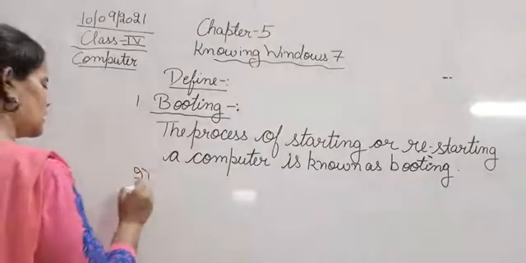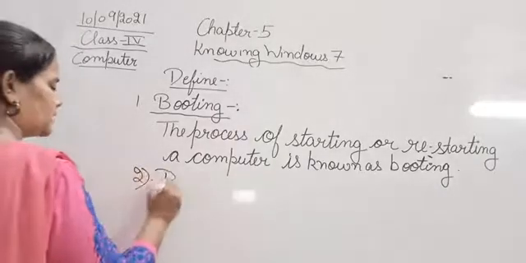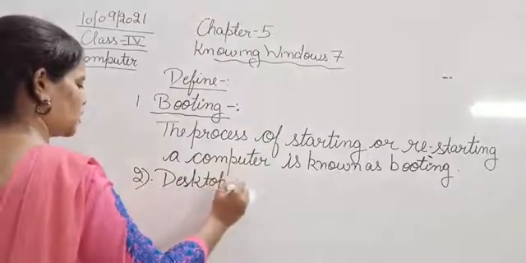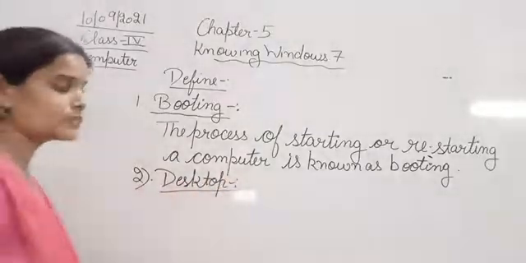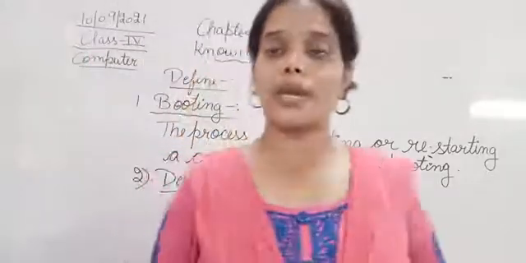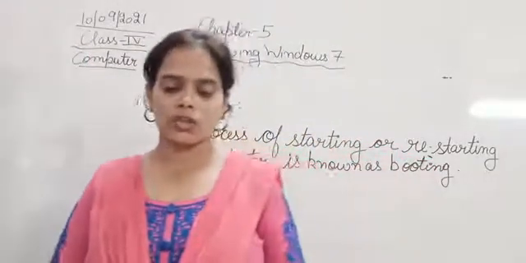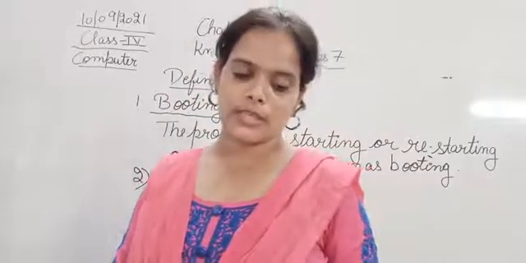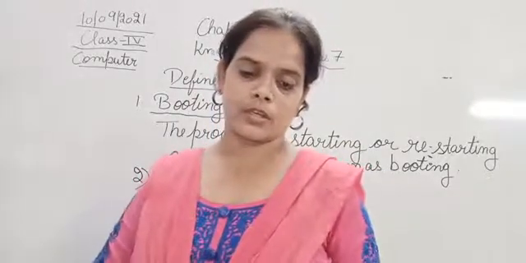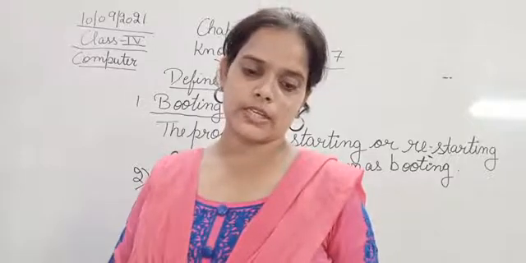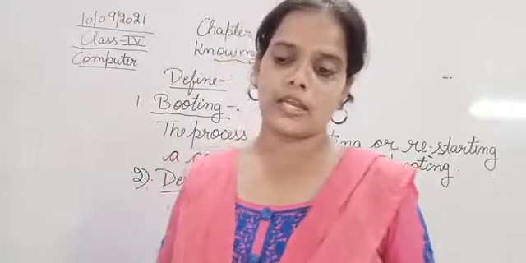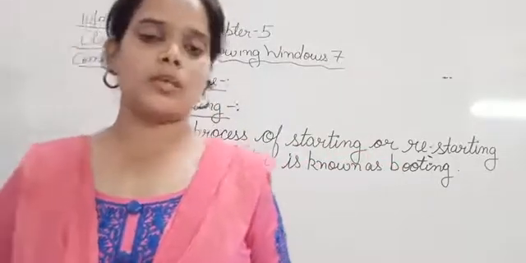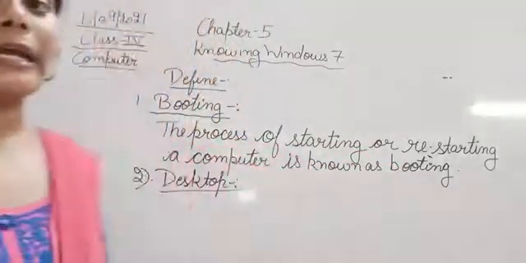Second, desktop. The second term we have to define is desktop. Now what is desktop? The work area where we can work or open the window programs, that is known as desktop. So the work area where we can work with our programs and documents is known as desktop.